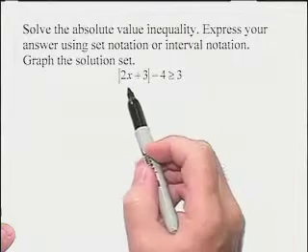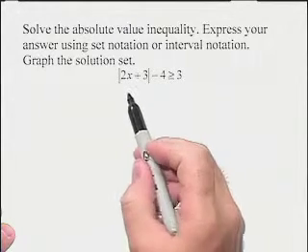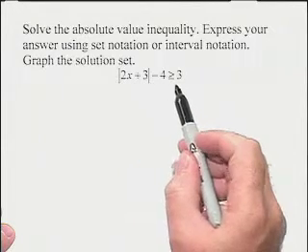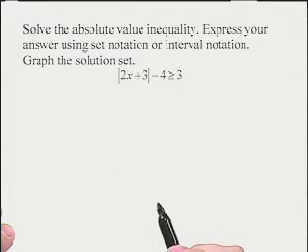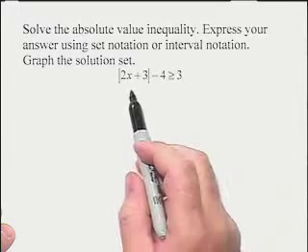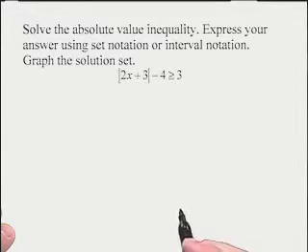For this problem, we're going to solve an absolute value inequality. When we solve the absolute value inequality, the absolute value of 2x plus 3 minus 4 is greater than or equal to 3. We're going to express our answer in set notation or interval notation and graph the solution set.